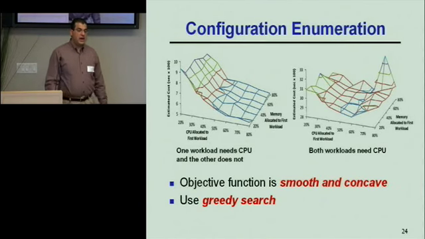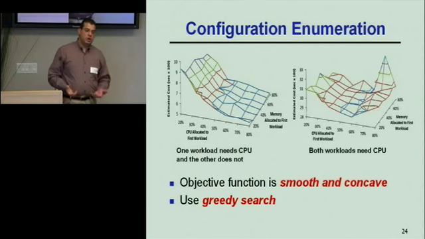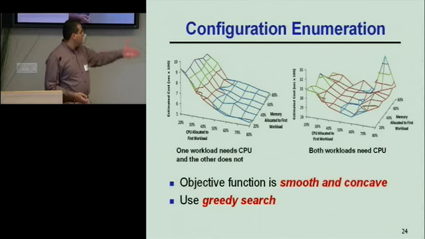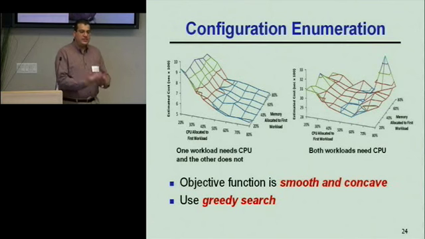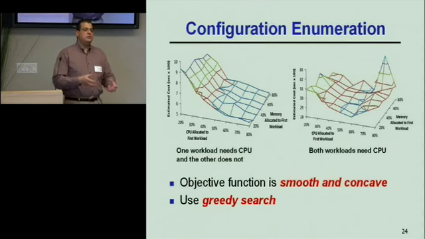Okay, and if you look at these curves, on the left you have a situation where one workload is very CPU intensive and the other is not CPU intensive. Okay, so in this case, the more CPU you allocate to the first workload, the better. Okay, in the second case, both workloads are CPU intensive, which means that if you don't allocate enough CPU to both workloads, you're going to get a degradation in performance. And if you look in the second case, the best thing to do is to allocate an equal amount of CPU to each workload.